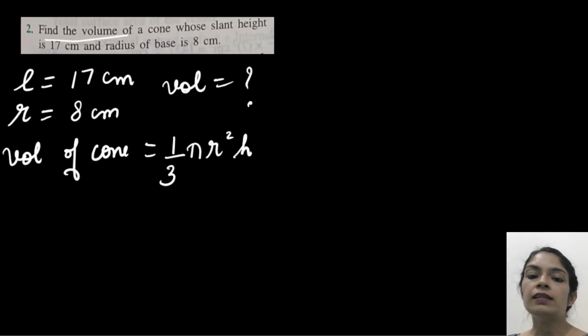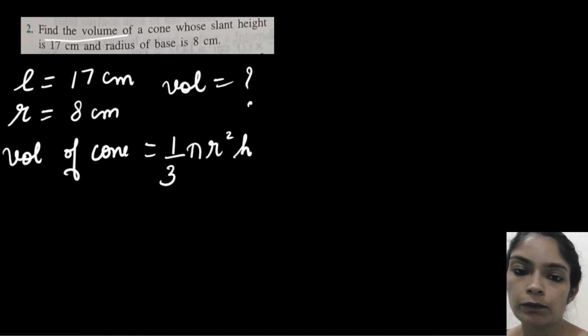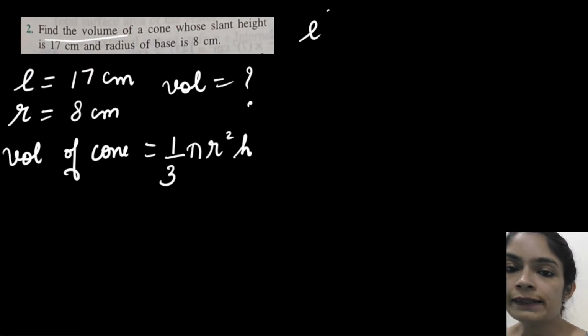So that means we need h, the vertical straight height, which we write as h. But it is not given to us. But we know one equation: L square is equal to r square.